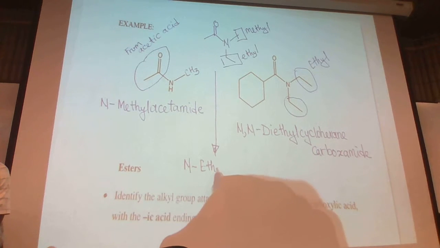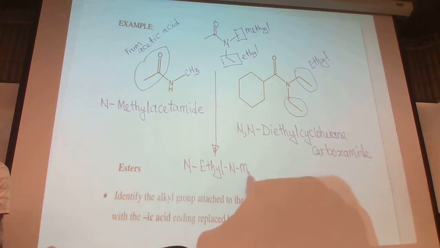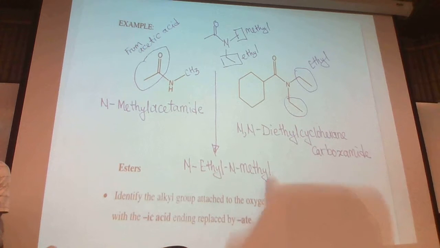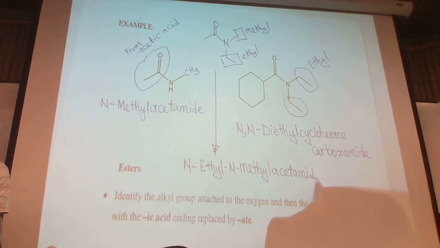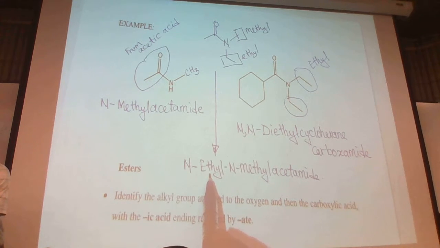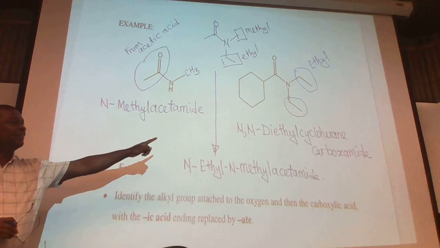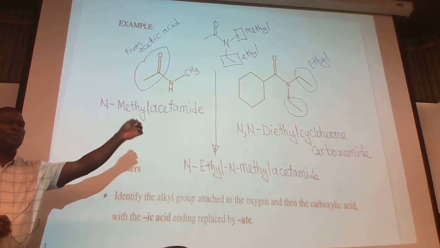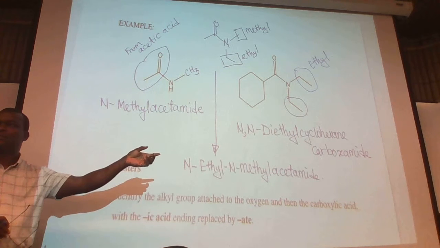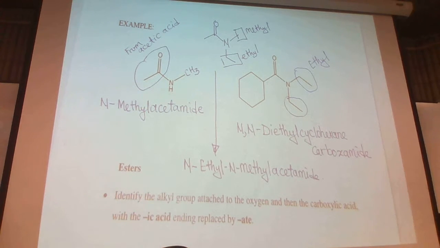So you're going to say N-ethyl, N-methyl, then acetamide. So that is saying that that ethyl is on nitrogen and that methyl is on nitrogen. You're not going to say N,N-ethyl methyl. You only use N,N if they are similar, and then you put di in front of that alkyl group. Or well, it cannot be tri, it can only be that. Make sense? Any question? Okay.